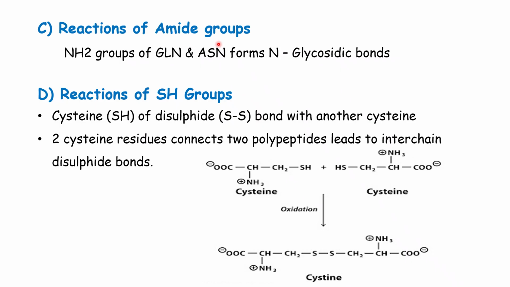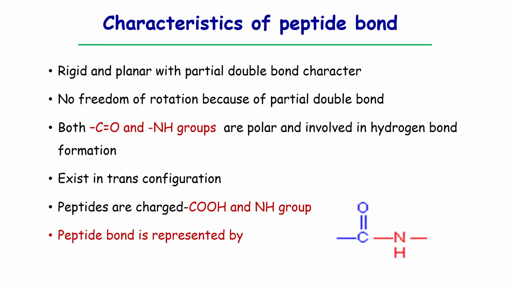Reactions of amide groups, glycosidic bonds will be formed. Glycosidic bonds, such as cardiac glycosides, play an important role as antibiotics. And reactions of the SH group: here the sulfhydryl group plays an interactive role with cysteine and cysteine. So next, characteristics of peptide bond. Here I just want to tell the characteristic features. COOH and NH group. You should know this is a peptide bond.